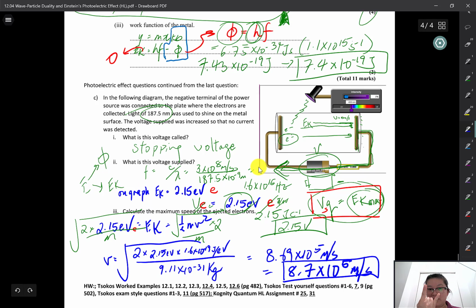So basically taking the battery, swapping it around so that you essentially apply a potential difference to hopefully stop these electrons from making it over to the other side, meaning they won't generate a current, and your stopping voltage would have stopped the electrons going at the fastest speed, so therefore that is equivalent, or you can find the equivalent maximum kinetic energy of these electrons. Okay, so there we go.